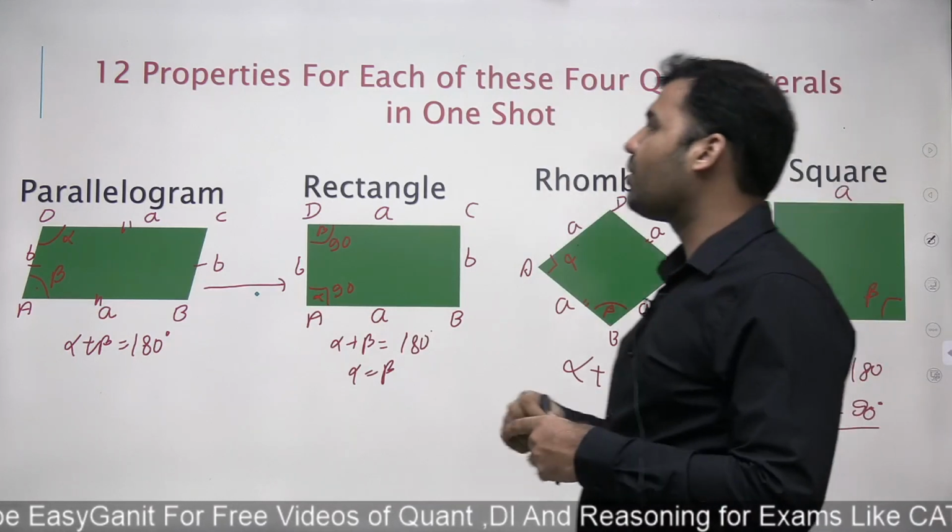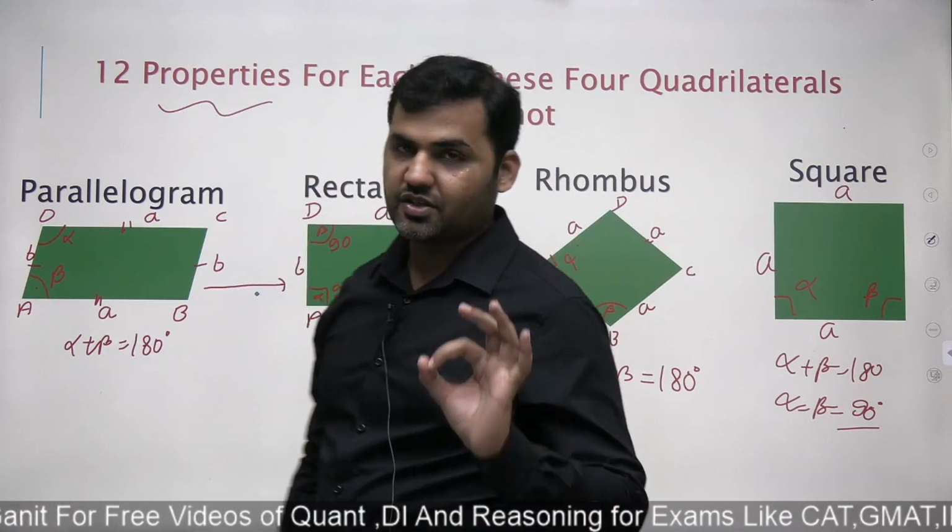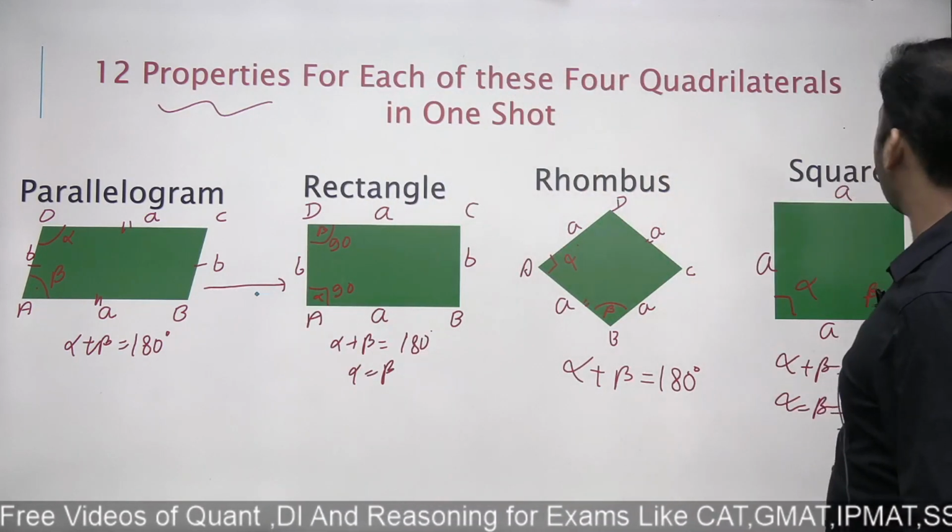Now let's talk about 12 properties for each. That means 48 properties in total, right? Ready? Now let's start with the first property, number 1.